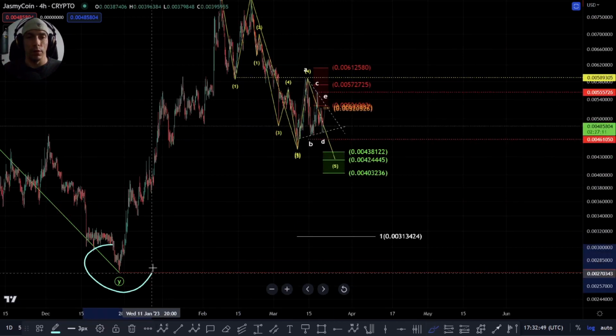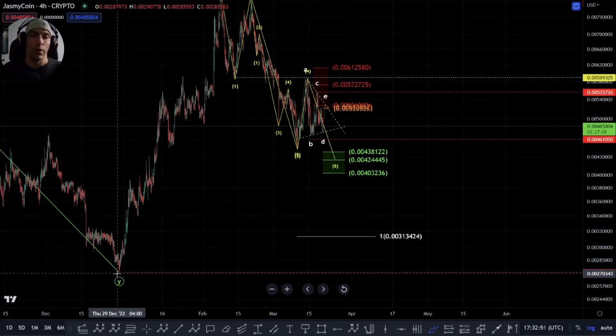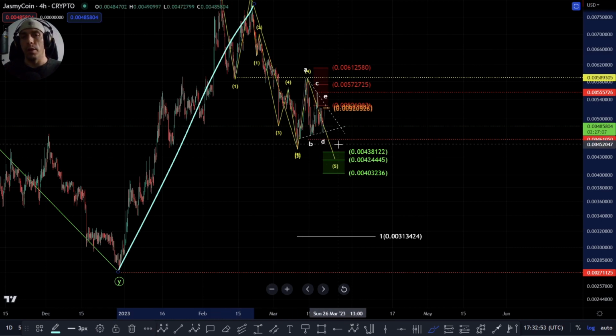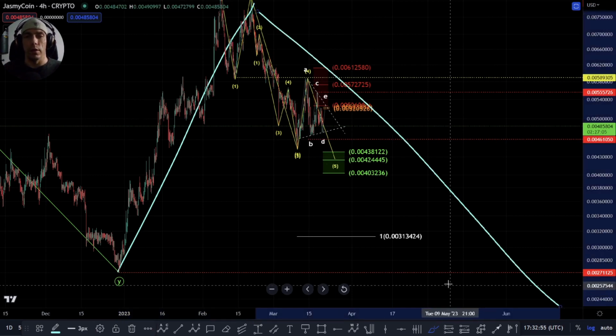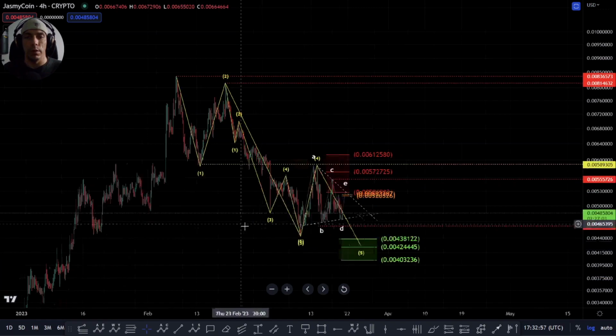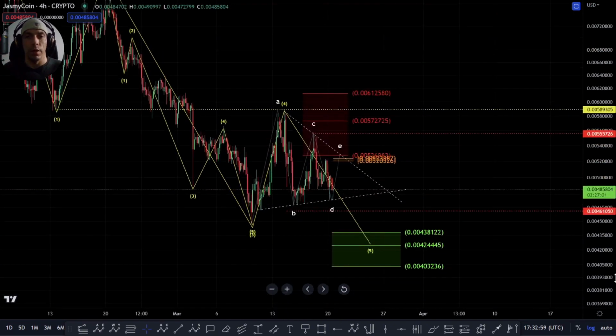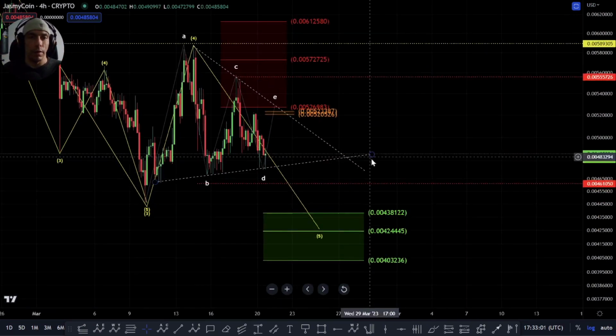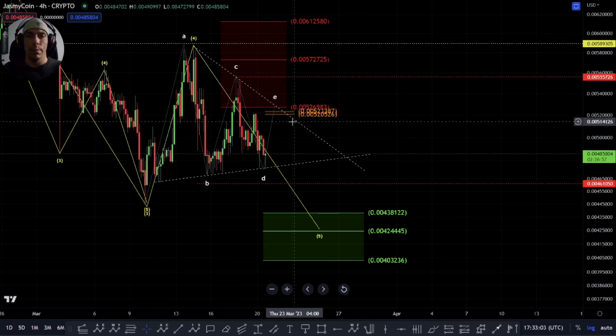Like we said in the previous videos, potentially we could have a Y wave into here. Alternatively, we could form an X wave up and still set another low here. So we need to be a little bit careful with that. We'll discuss that at the end of the video.